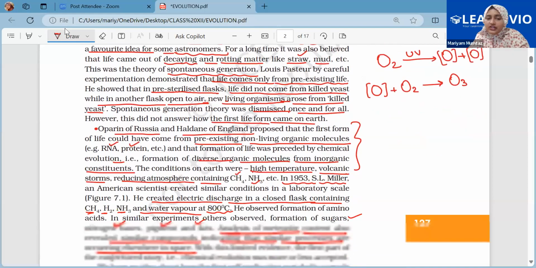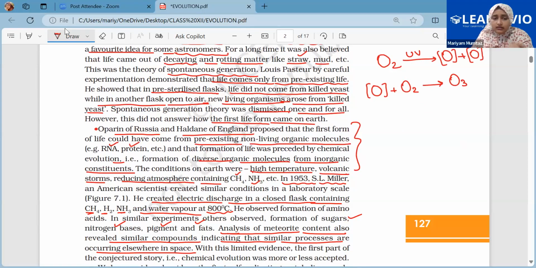Now, Oparin of Russia and Haldane of England proposed that the first form of life could have come from pre-existing non-living organic molecules, meaning some of the non-living molecules like the biomolecules such as RNA and protein. And that formation of life was preceded by chemical evolution. So long before biological evolution took place, chemical evolution was there. This was something that Oparin and Haldane explained, that is formation of diverse organic molecules from inorganic constituents.